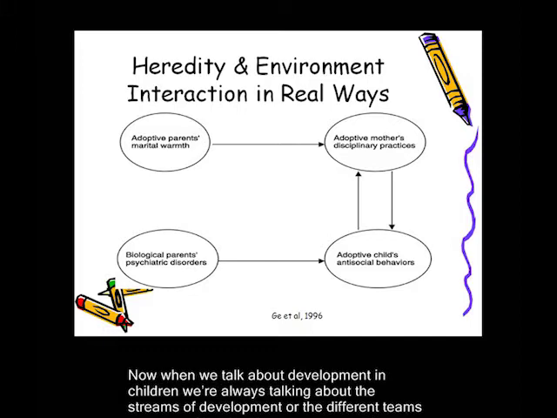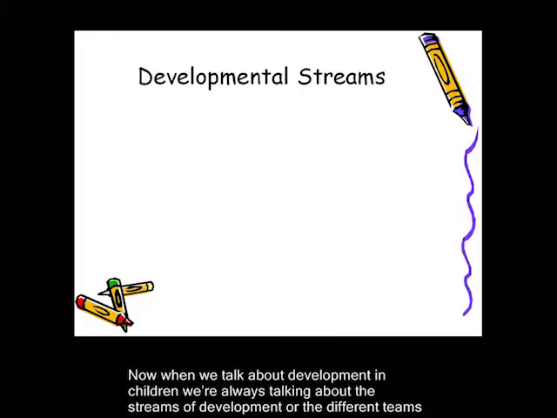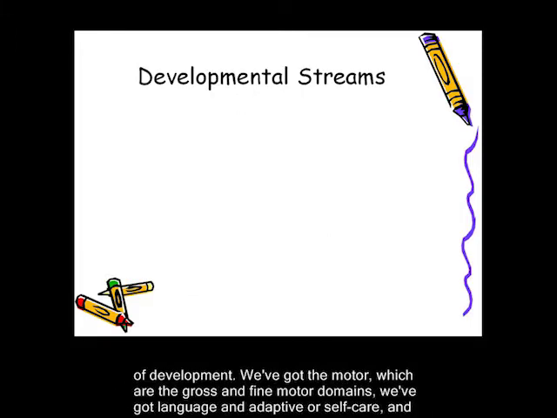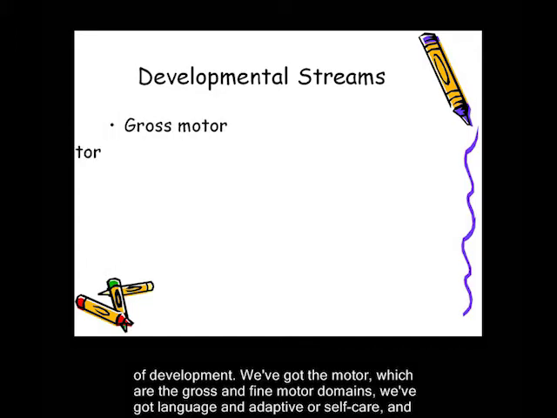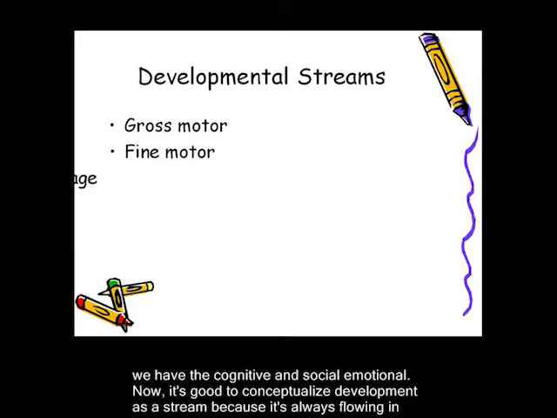Now, when we talk about development in children, we're always talking about the streams of development or the different themes of development. We've got the motor, which are the gross and fine motor domains. We've got language and adaptive or self-care. And we've got the cognitive and socio-emotional.